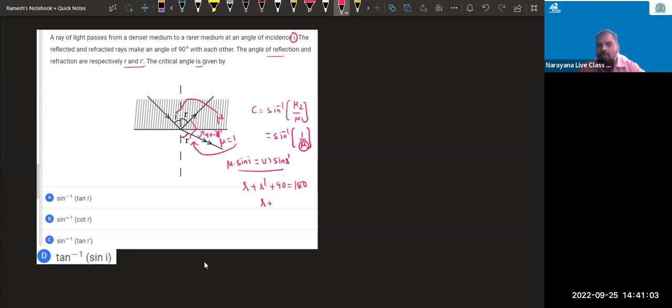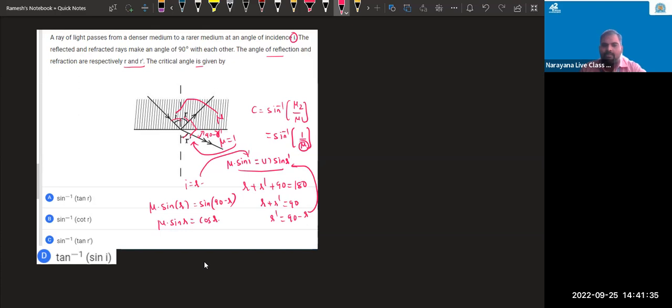So R plus R prime value is how much? 90 degrees. So R prime equals 90 minus R. Substitute here. So what can I write? Mu into sin I, where I is equal to R, no? Angle of incidence equals angle of reflection. So I put R here, and sin R prime is 90 minus R, no? So mu into sin R is equal to cosine of R.